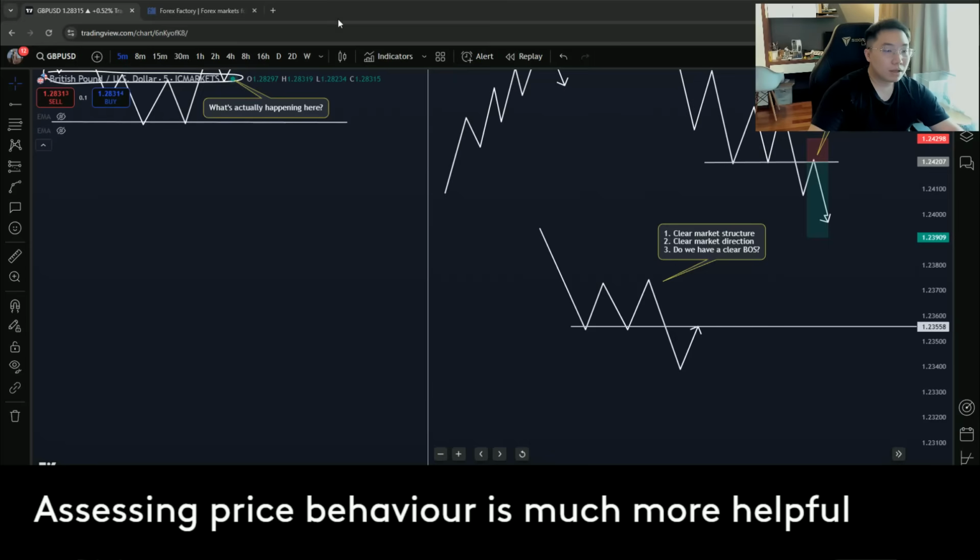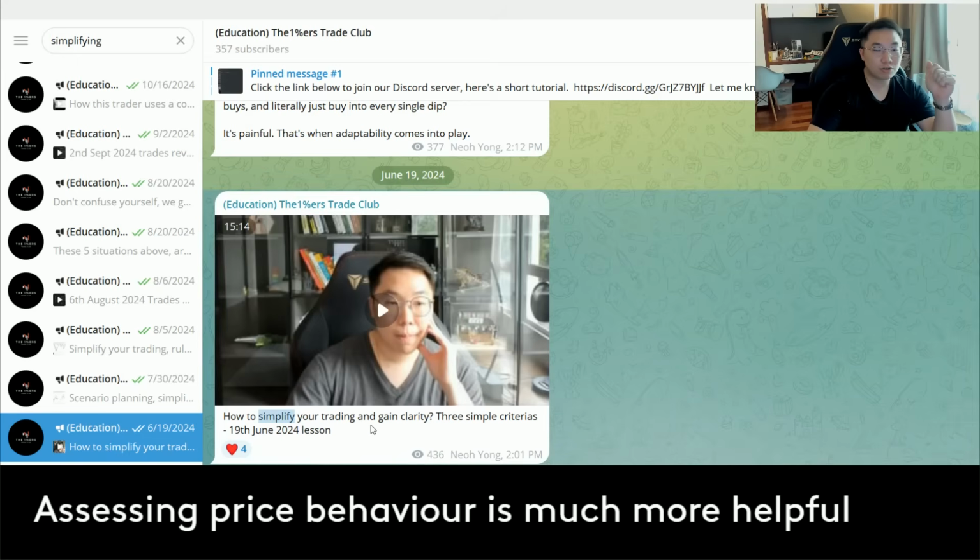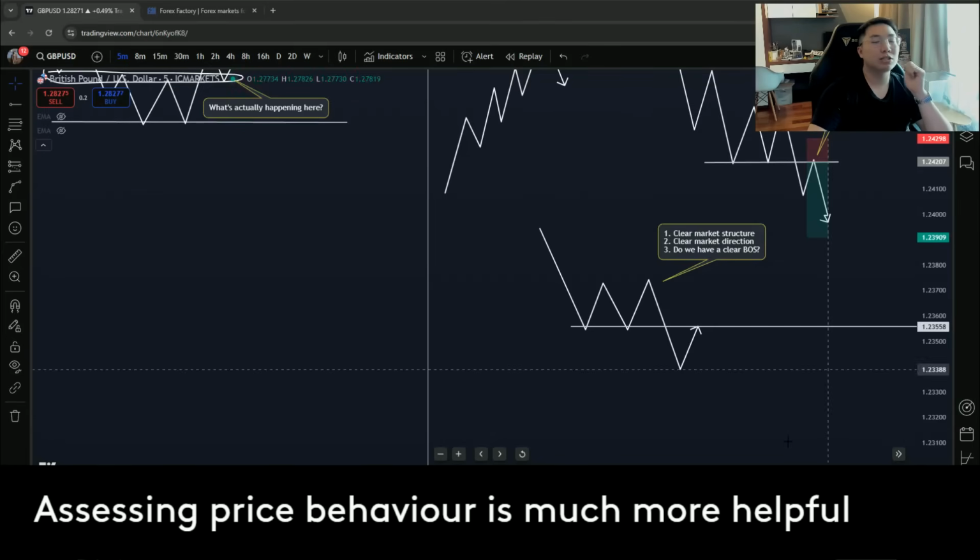So if I were to just show you all something here, within our trade club, we have plenty of lessons on this specific topic. One key one is simplifying your trading, rule-based, making things more mechanical. So you see this one, how to simplify your trading and gain clarity. To me, simplifying your trading system is what you actually need.